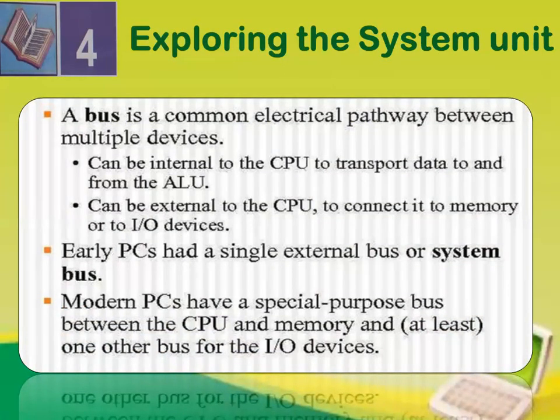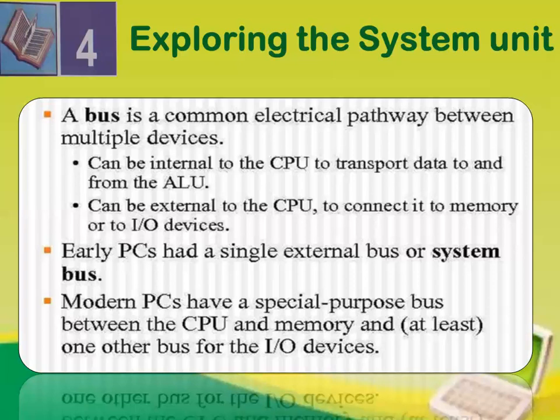Bus. Dear students, if you remember, we have discussed this topic in the previous lecture in detail. Here is an overview. A bus is a common electrical pathway between multiple devices. A bus is a set of parallel wires which are used to transfer data inside the computer system. The basic purpose of the bus is to provide transportation between different components. It can be internal to the CPU to transport data to and from the ALU, or external to the CPU to connect it to memory or to IO devices.